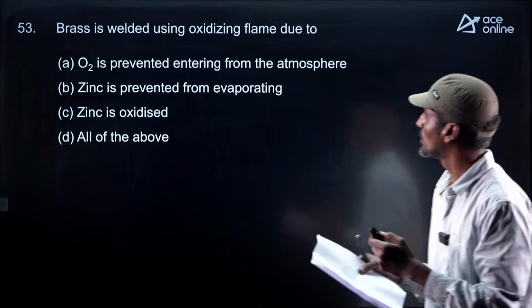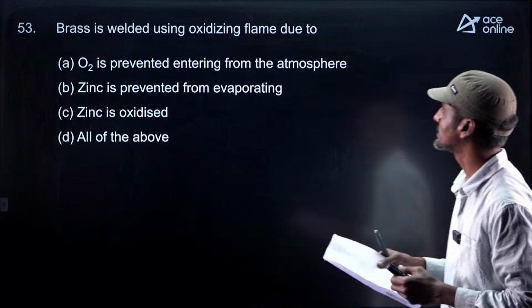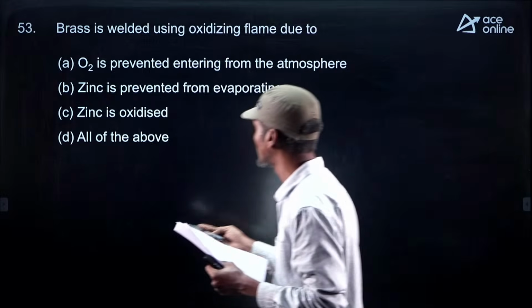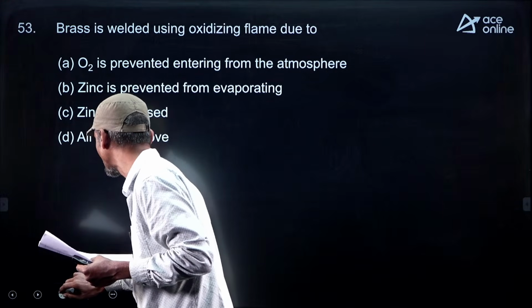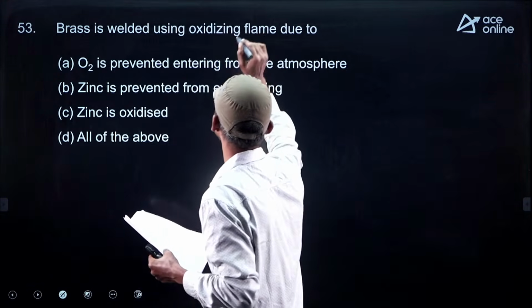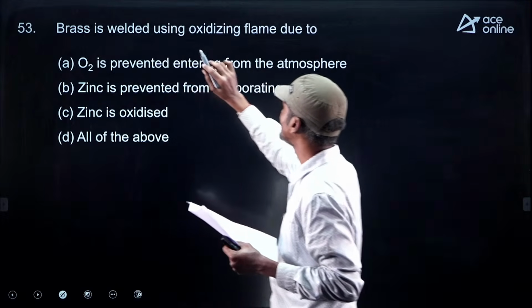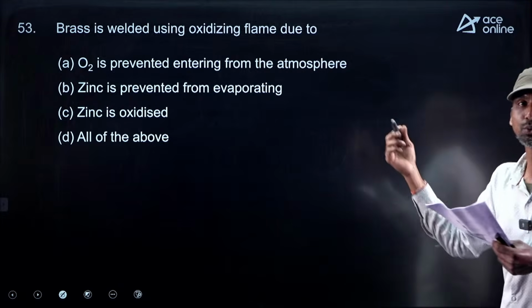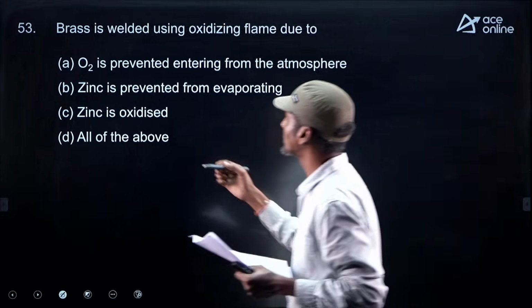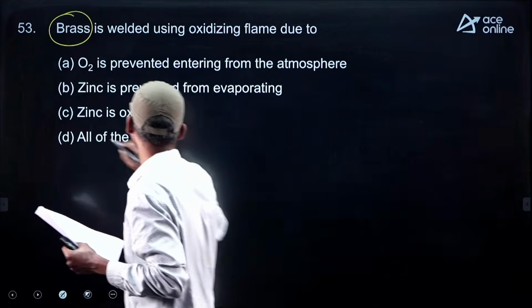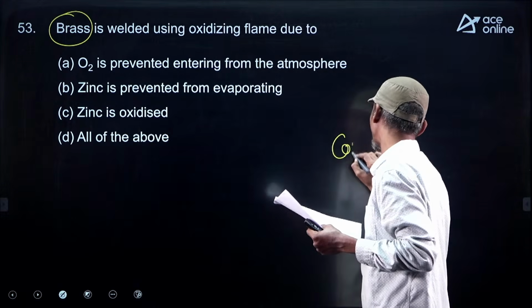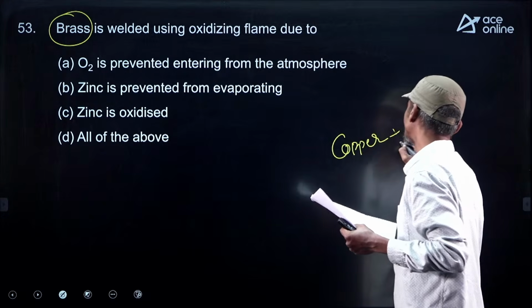So we have a few questions related to production. Here is question 53, which is related to the welding topic. Why is brass welded using an oxidizing flame? As we know, brass is nothing but what?